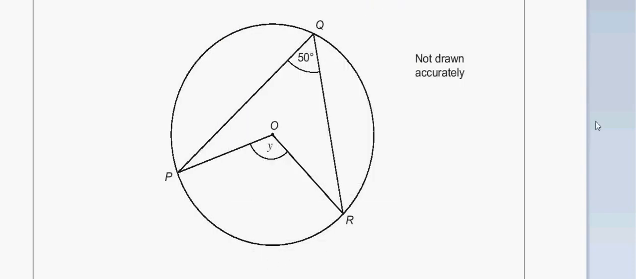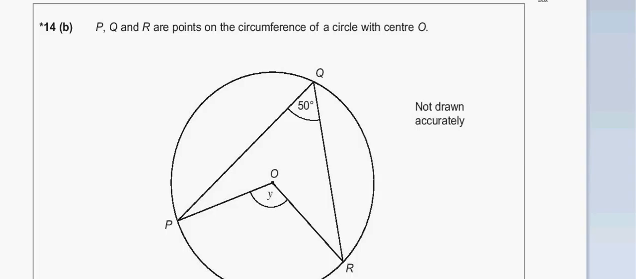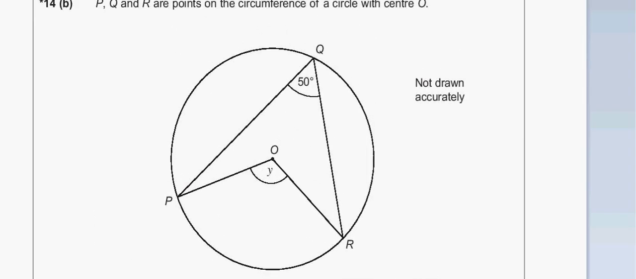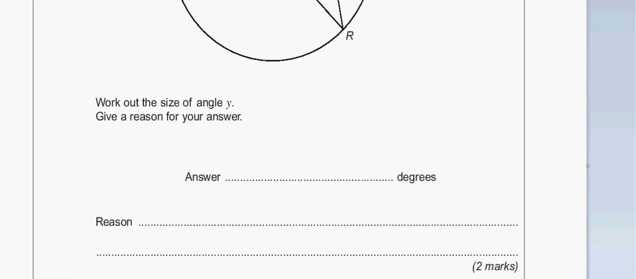Okay, so question 14b. P, Q and R are points on the circumference of the circle, and they probably want us to work out Y. Again, circle theorems: angle Y will always be twice the angle at the circumference. This is always the case. So this would just be 2 times 50, which equals 100 degrees. So I can write that in, 100 degrees.